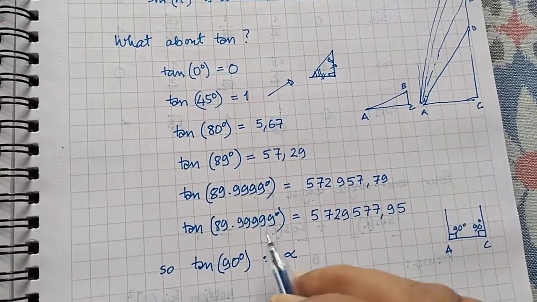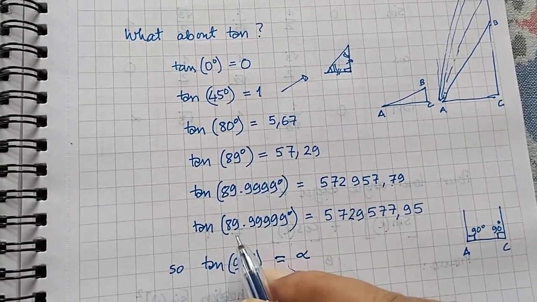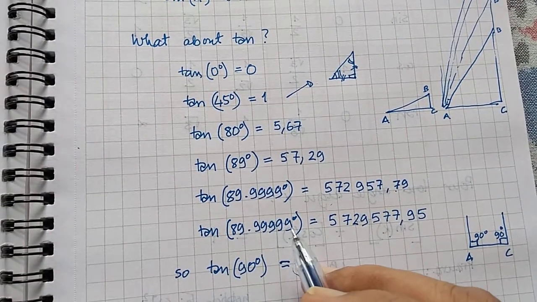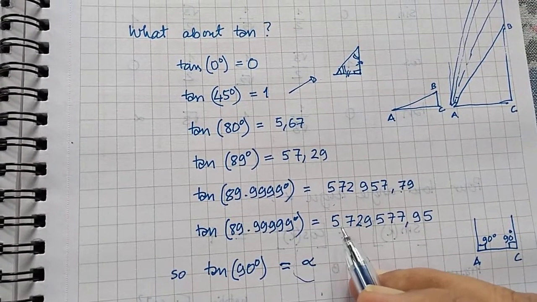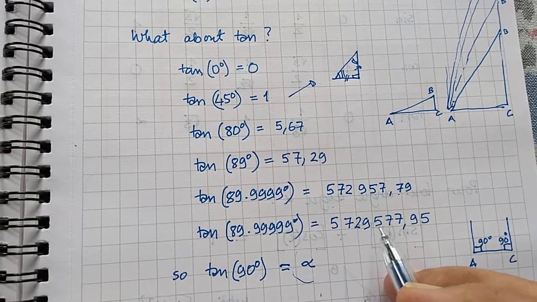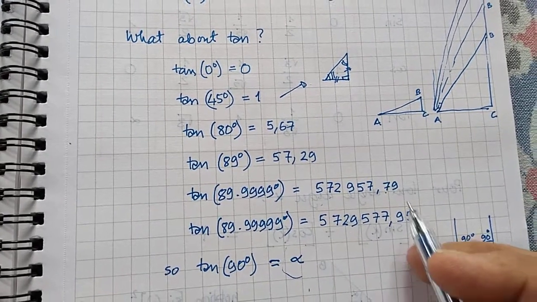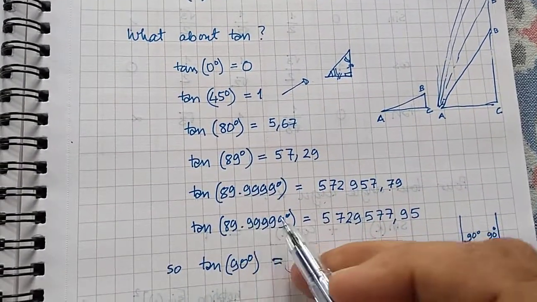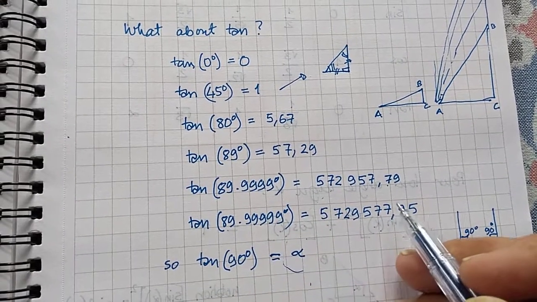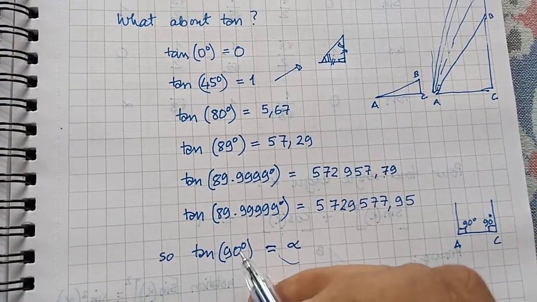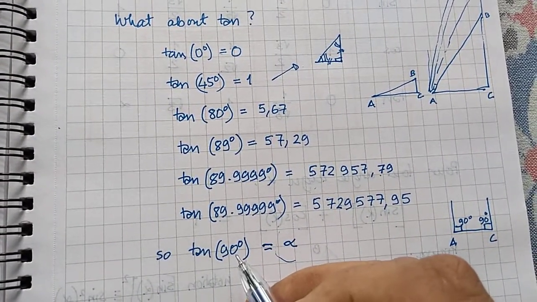I add one more 9. Now there are 5 nines, 89.99999. I get 5,729,577. So as the angle increases, tan keeps on increasing. Well, what happens if you have tan of 90?